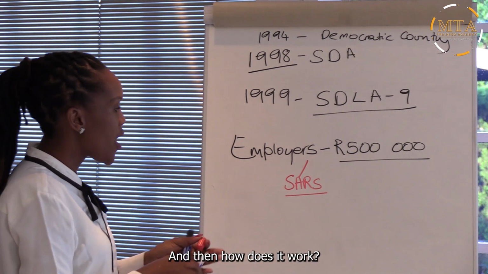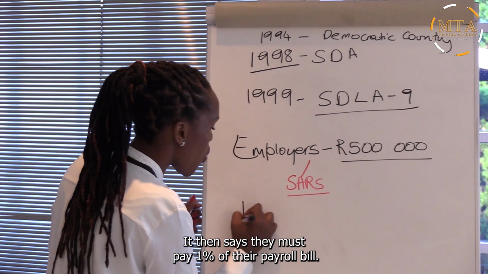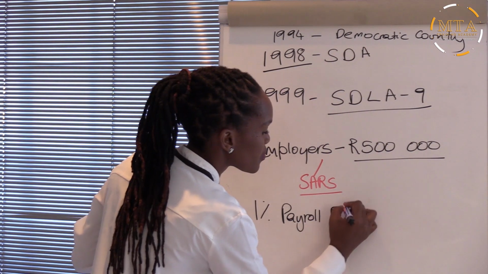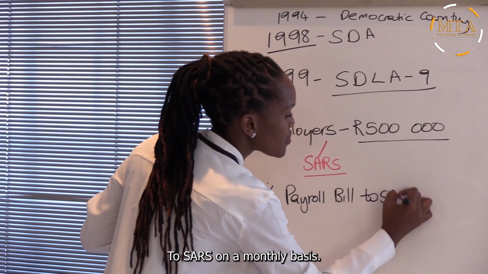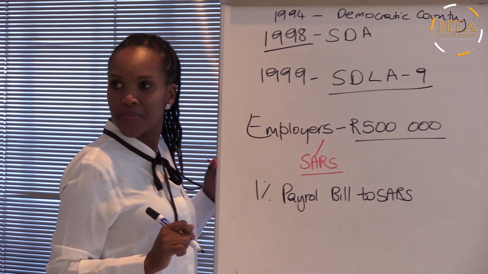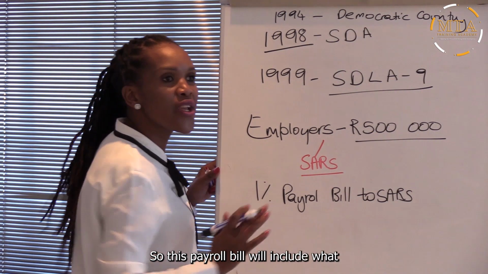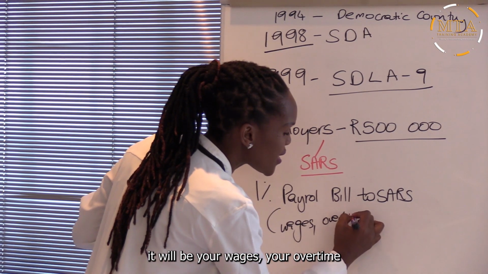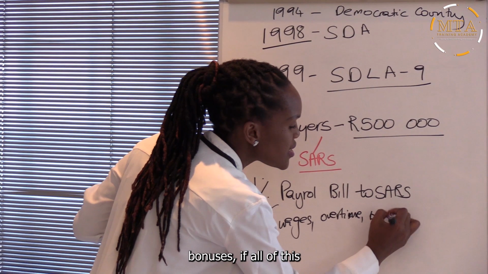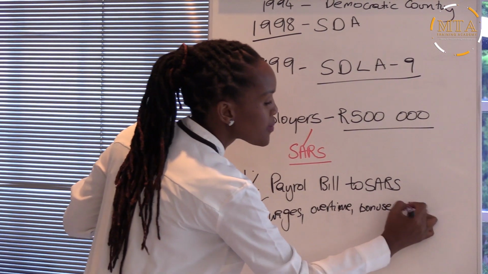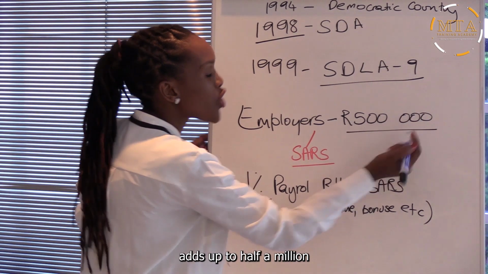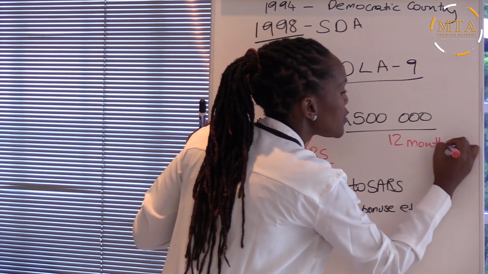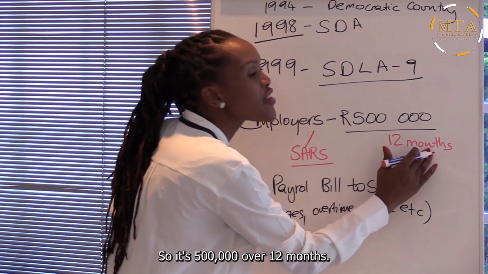And then how does it work? It then says they must pay 1% of their payroll bill to SARS on a monthly basis. So this payroll bill will include what? It will be your wages, your overtime, bonuses. If all of this adds up to 500,000 over a period of 12 months, this is very important. So it's 500,000 over 12 months.